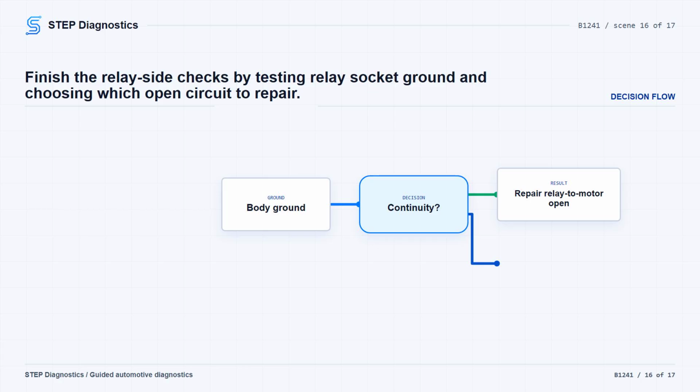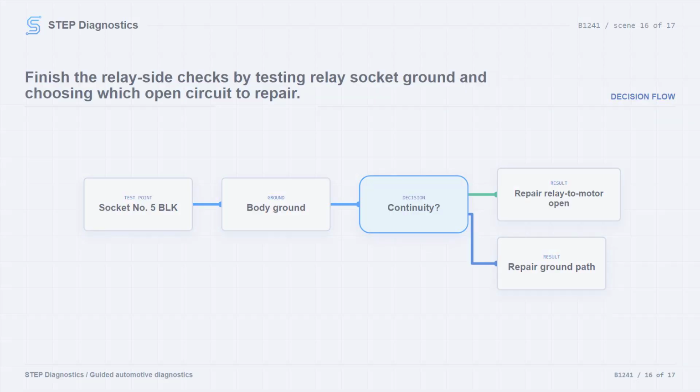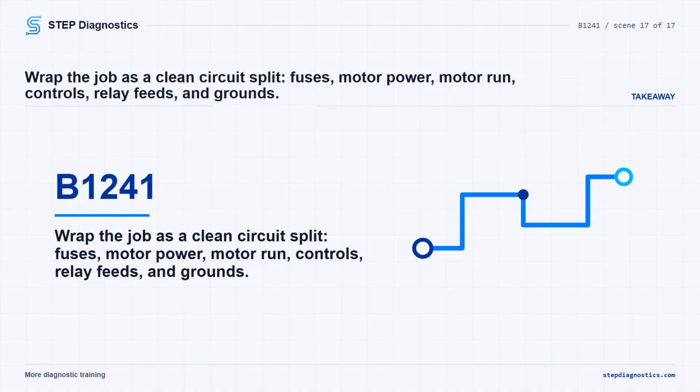If continuity is present, repair the open between the blower motor relay and the blower motor. If continuity is not present, repair the open between the blower motor relay and body ground. If that wire checks okay, check for a poor ground at G401. After any repair, clear the code, operate the system, and verify the repair by confirming the blower works correctly and the code stays gone. The key on B1241 is to split the circuit cleanly.